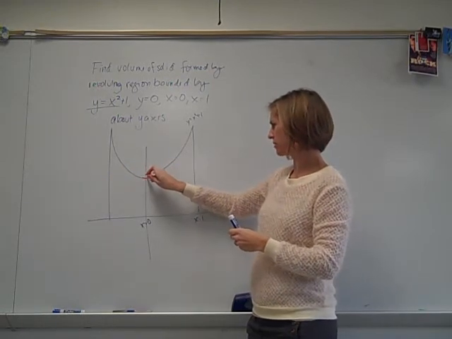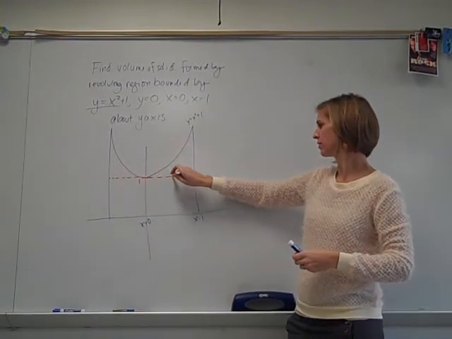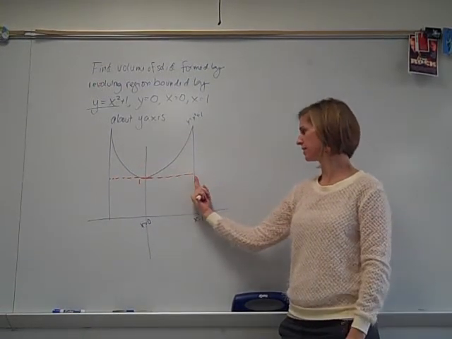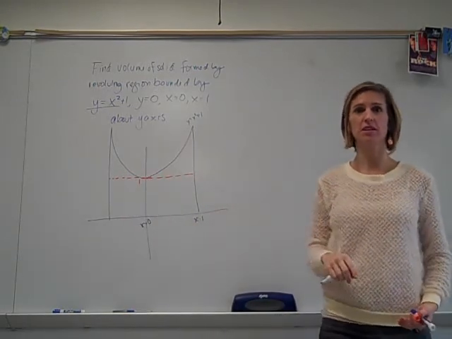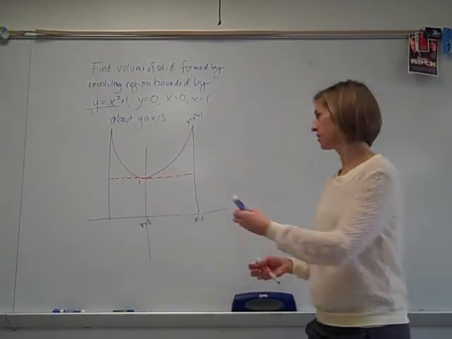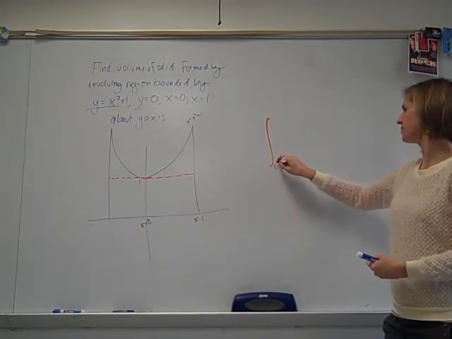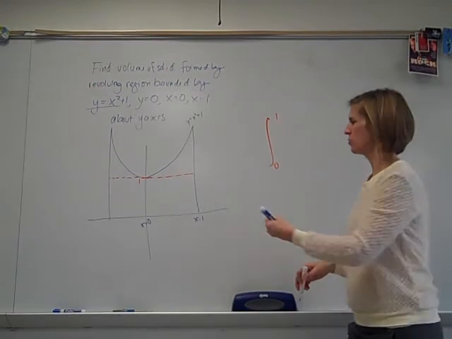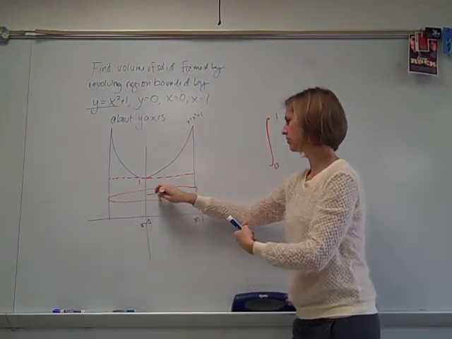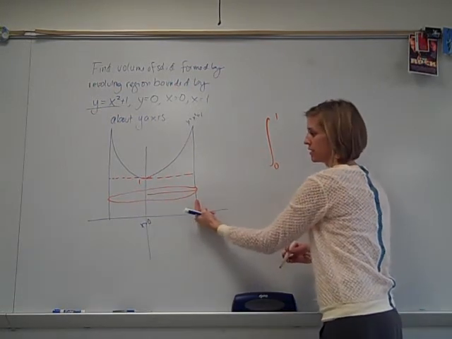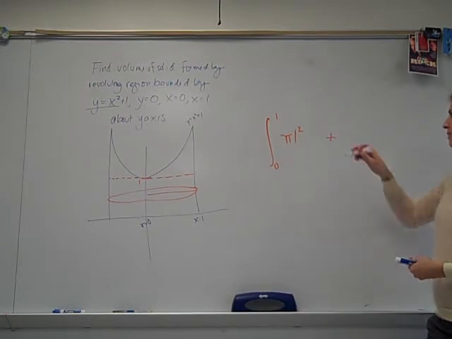Where is this at? This is at 1, right? Below 1, what kind of shape gets made when I just take this line and revolve it around? A cylinder. It's just a cylinder. I could actually use a cylinder formula to find the volume of this part, or I can just integrate from 0 to 1. What's the radius of this circle? Just 1. So I'm integrating pi times 1 squared.